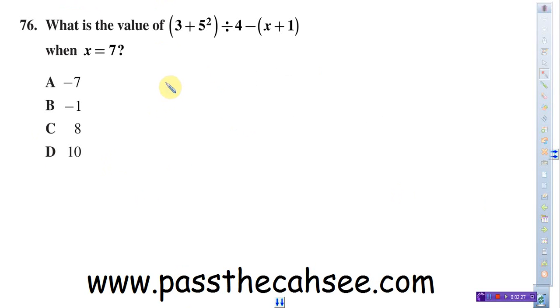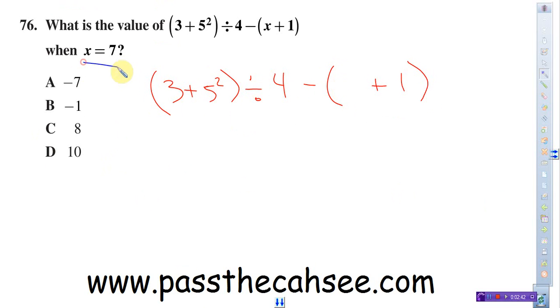I'm just going to rewrite this for us: 3 plus 5 squared divided by 4 minus x, and I'm going to leave the x blank for a second there, plus 1. They tell you that x equals 7, so I substitute in 7. For those of you that haven't gone through this and may not know, order of operations can be summed up into the acronym PEMDAS.